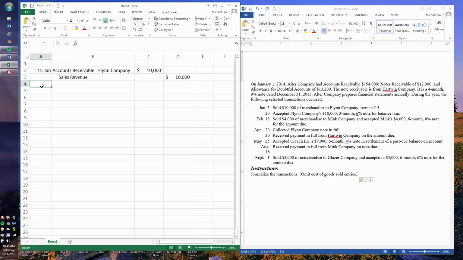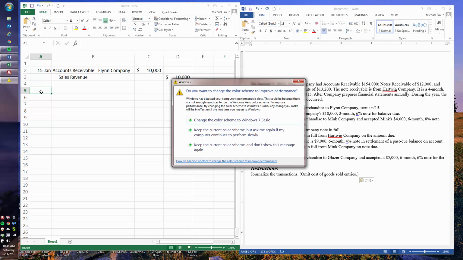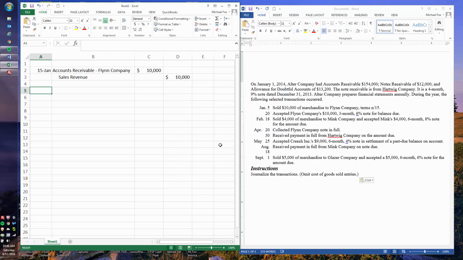All right. Let's take a look at the second transaction. On January 20th, we accepted Flynn Company's $10,000 3-month 6% note for the balance due. So it looks like Flynn wasn't able to pay us within the terms of net 15. So now they want to make a note. Anyway, they want to make a note for the balance due. In other words, they can't pay us, so they're offering to pay us within 3 months. So on January 20th, I really do have these dates screwed up, don't I? Because that first one was January 5th.